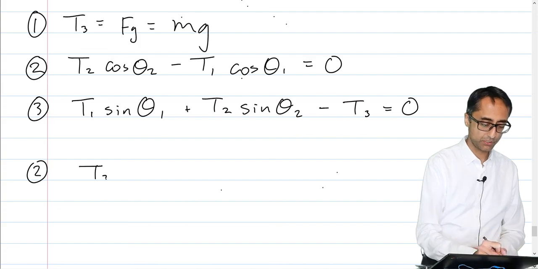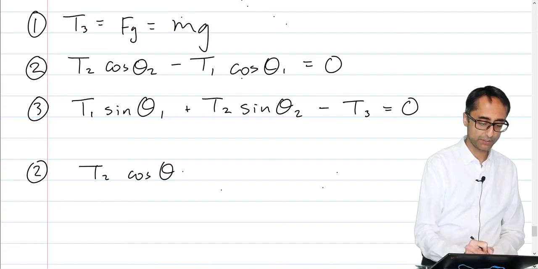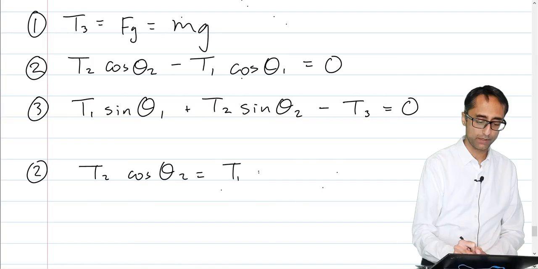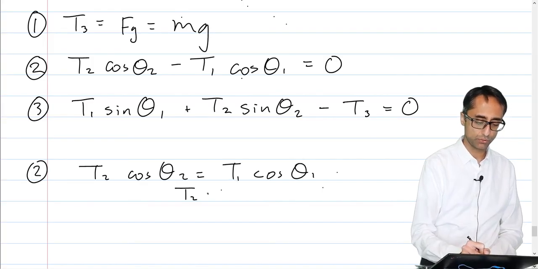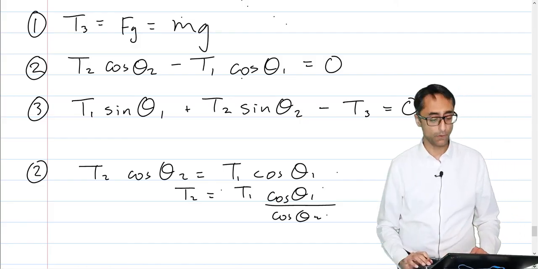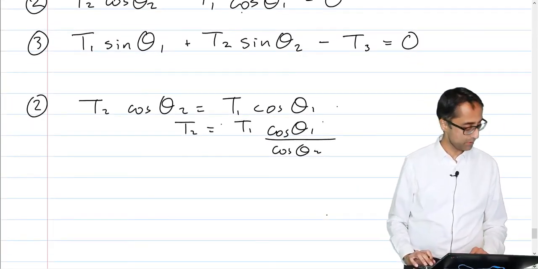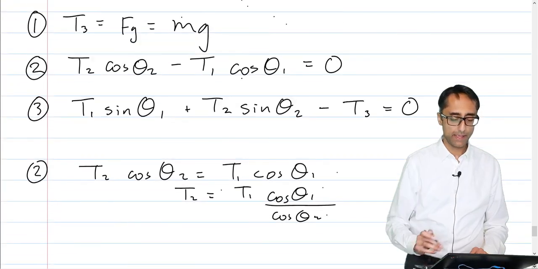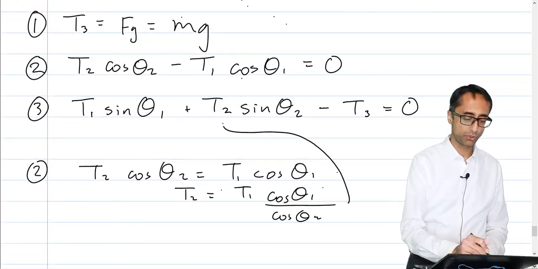And so T2 cos of theta 2 is equal to T1 cos of theta 1. I'm solving just for T2. It's equal to T1 cos theta 1 divided by cos theta 2. So far, so good. Now I want to take that value and I'm going to sub it into 3 here.